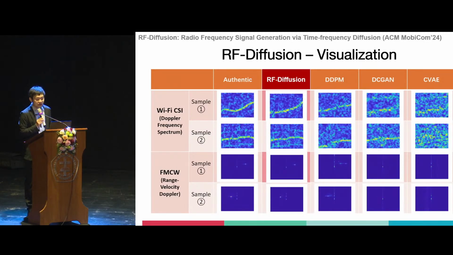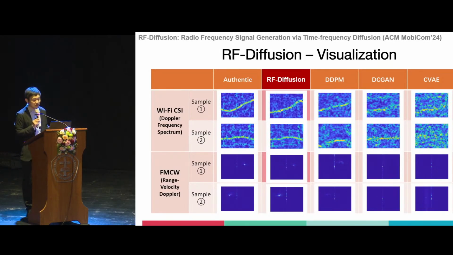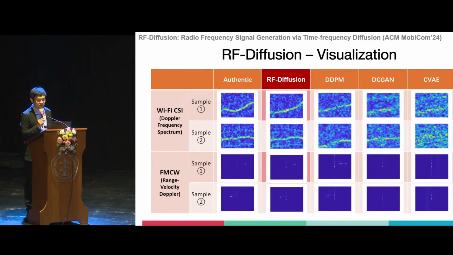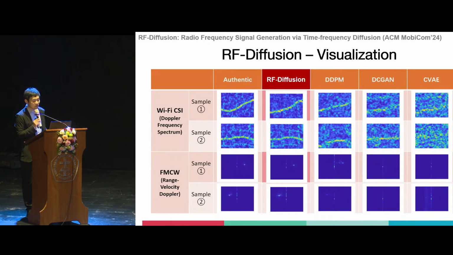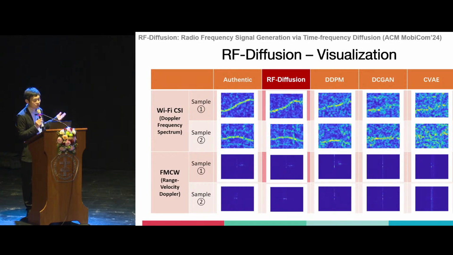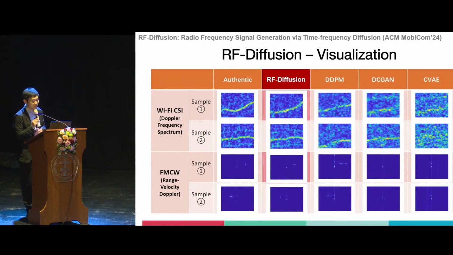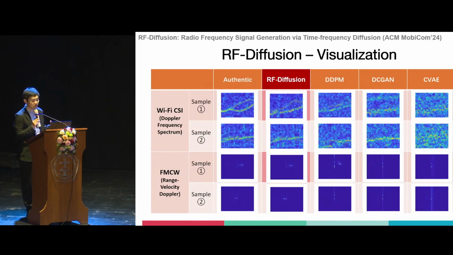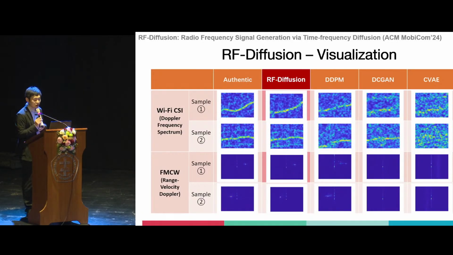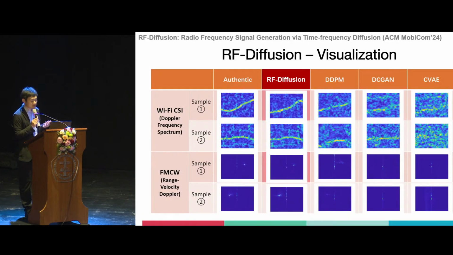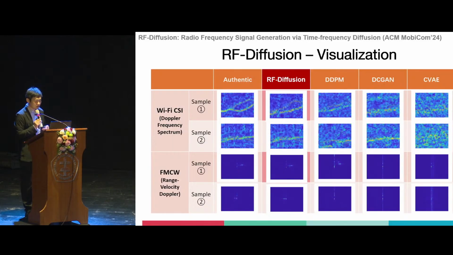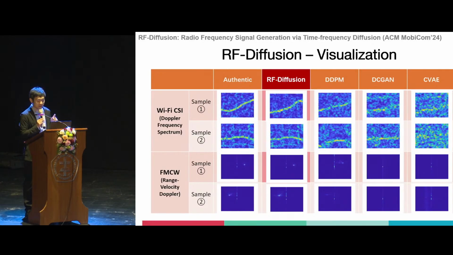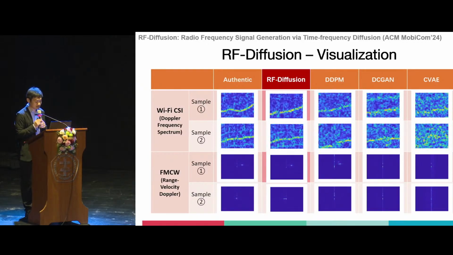So we evaluate our model on two signal types, Wi-Fi and FMCW radar. Our generation is done at the raw signal level, but for visualization, we show the spectrogram. For Wi-Fi, we compare the DFS spectrogram. For FMCW radar, we compare the range velocity spectrogram, which is commonly used in wireless sensing. We can see that samples generated by our RF diffusion model are much sharper, with finer bands, thanks to the time frequency design.